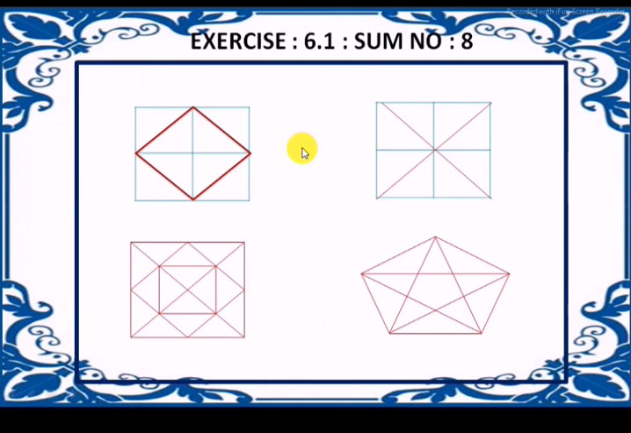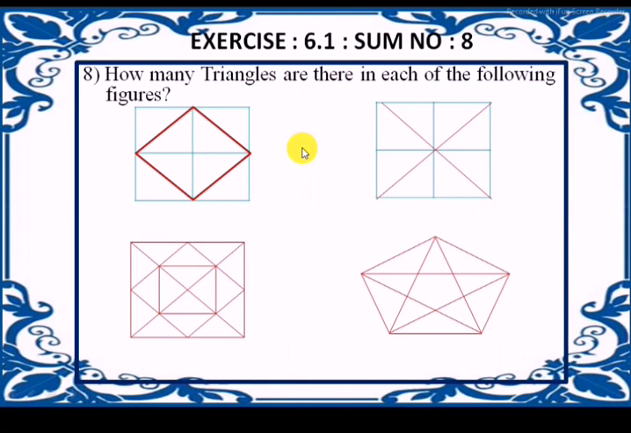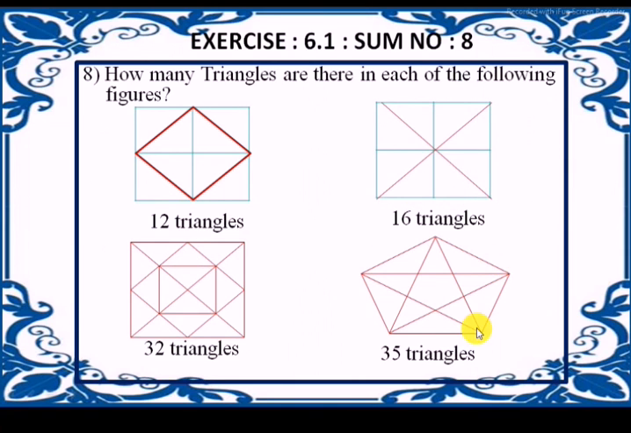Sum number 8. How many triangles are there in each of the following figures? So let's count. 1, 2, 3, 4, 5, 6, 7, 8 and then center one 9, 10, 11 and 12. So you have 12 triangles formed. The second figure, you have 32 triangles. Third one, you have 16 triangles. And the last one, 35 triangles are there.